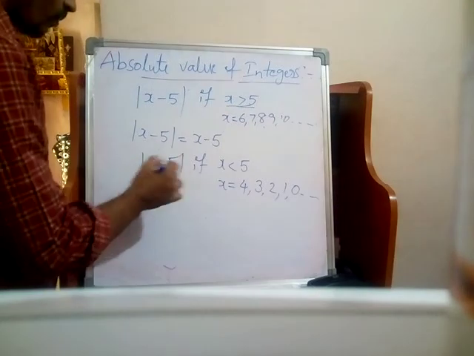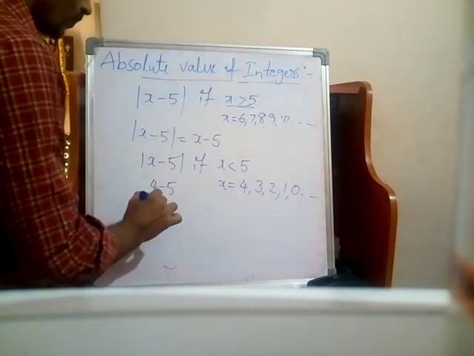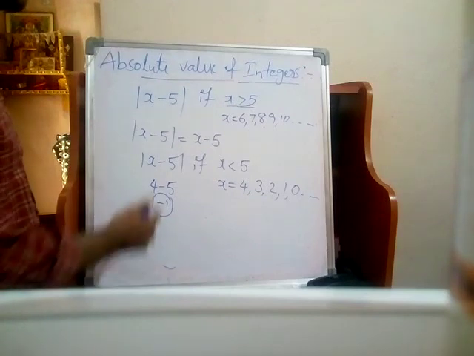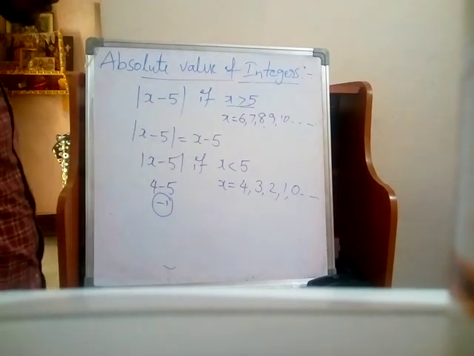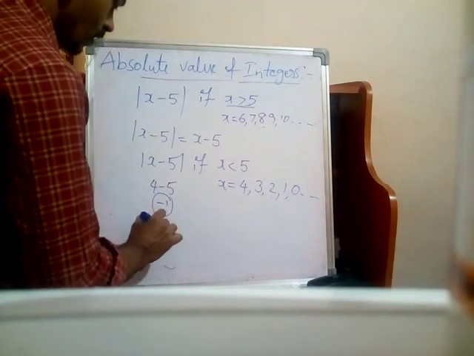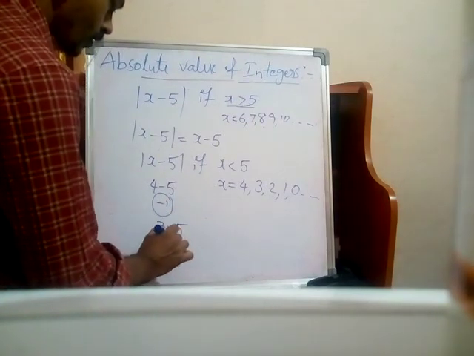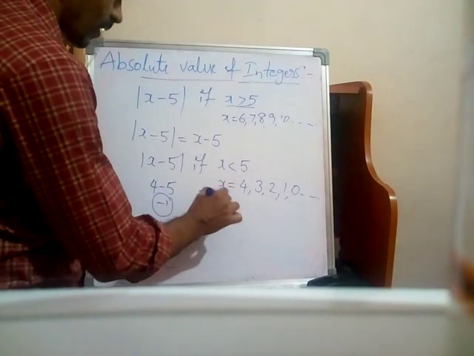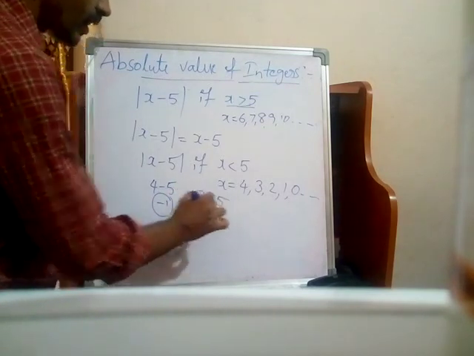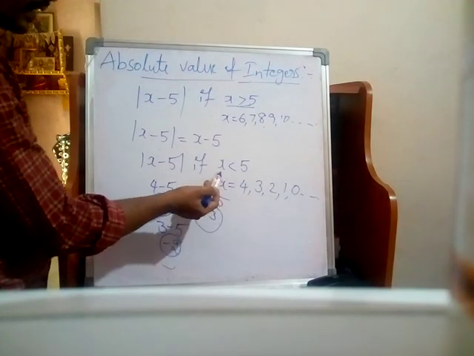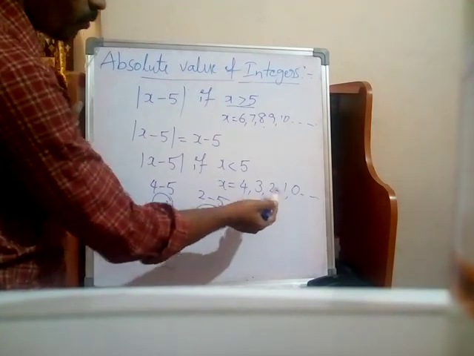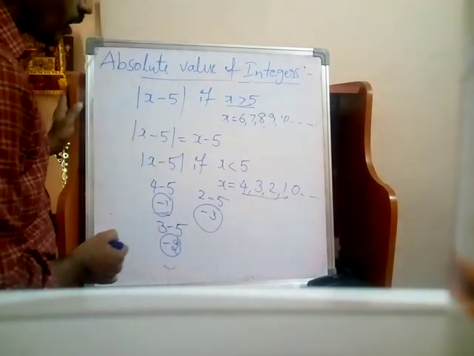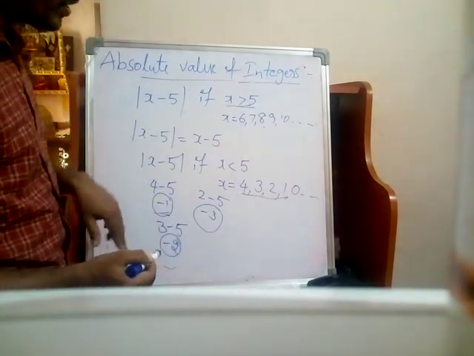If you take 4, 4 minus 5, what is the result? Minus 1, which means we get a negative. But absolute value always gives positive only. If you take 3, 3 minus 5 is minus 2, here also we get negative. If you take 2, 2 minus 5 is minus 3, here also negative. So if you take x less than 5, that is 4, 3, 2, these are the possible values of x, and we get negatives, but absolute value is compulsorily positive only.